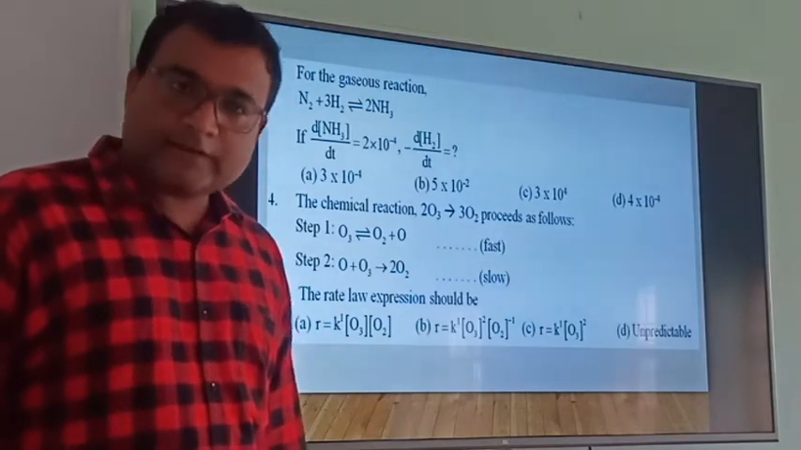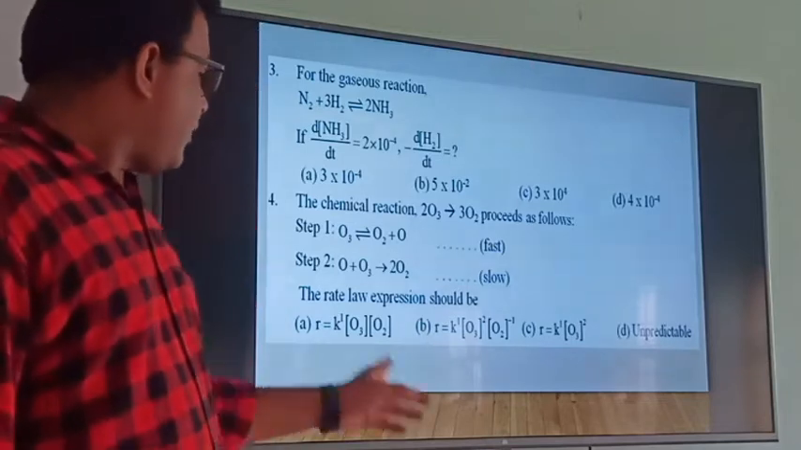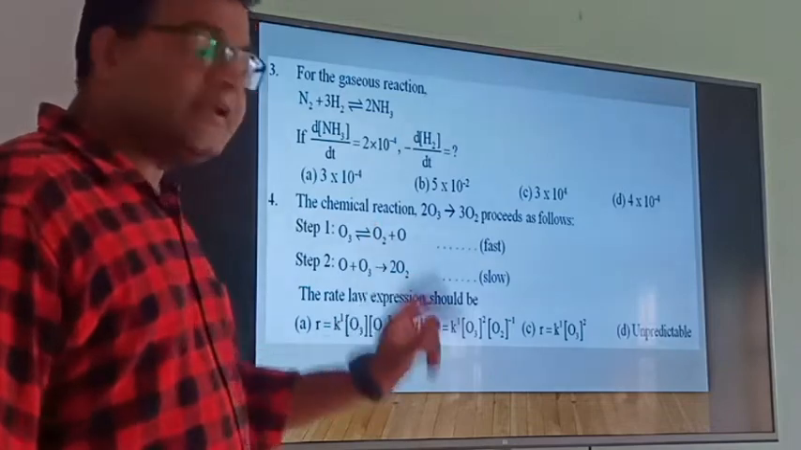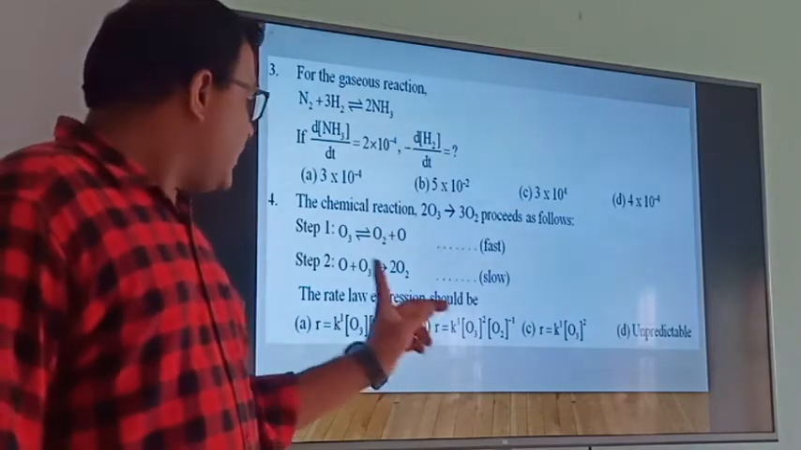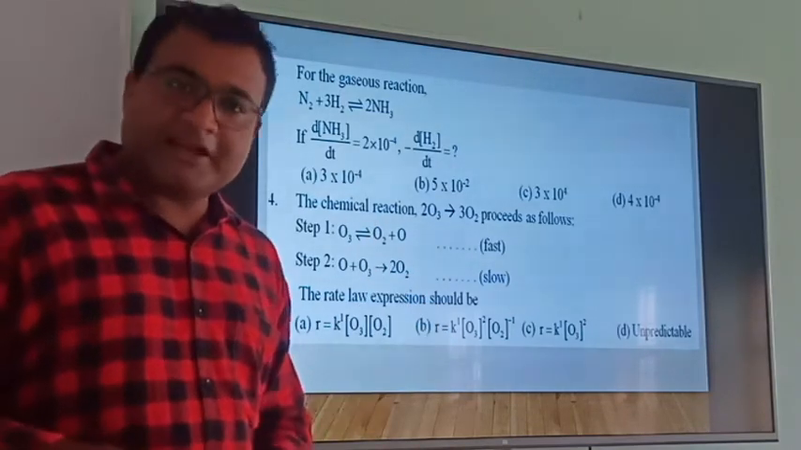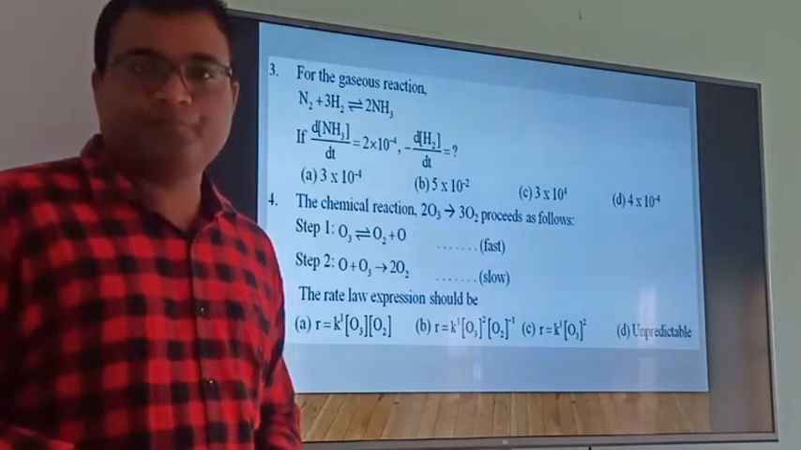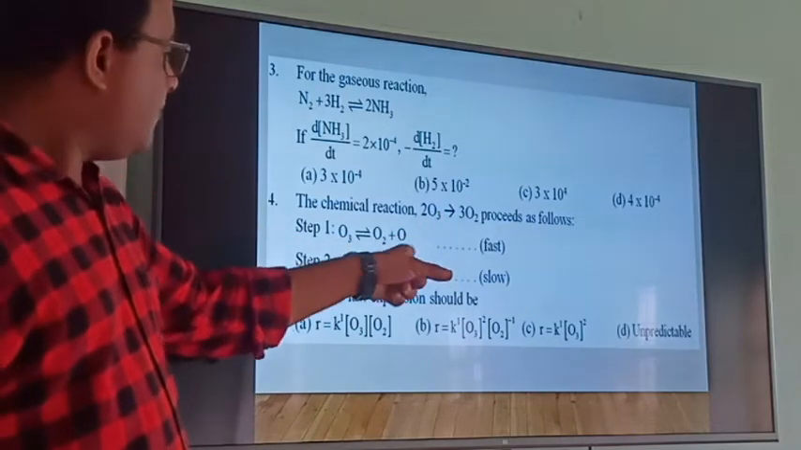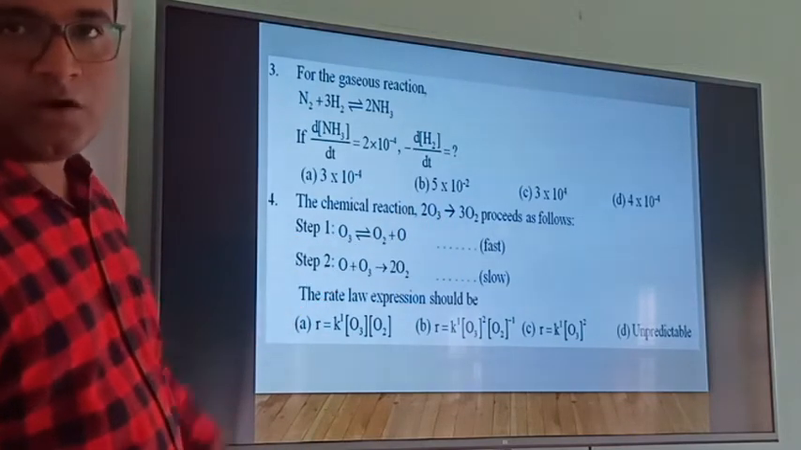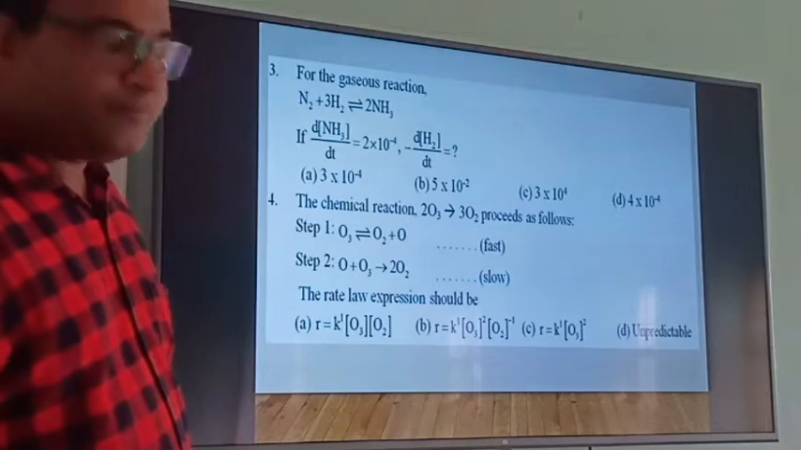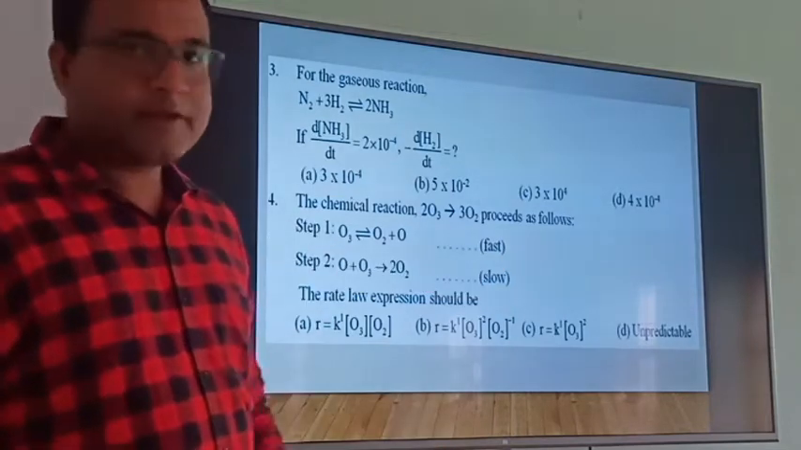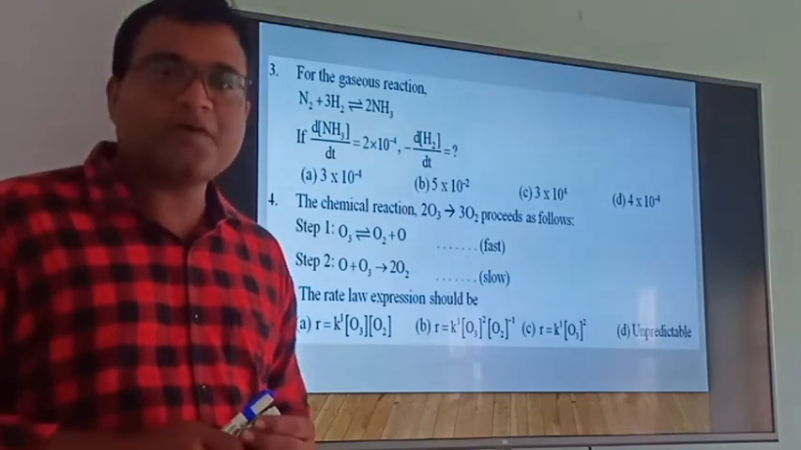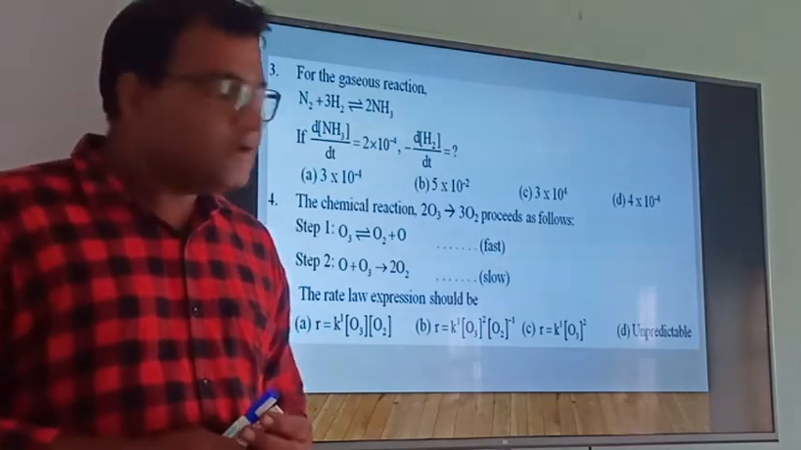Now we know that the rate law expression should be, how to write the rate law expression for this? The slowest reaction is the rate determining step. In order for this reaction to take place, both steps are involved, but the fastest step cannot determine the rate, whereas the slowest step determines the rate.